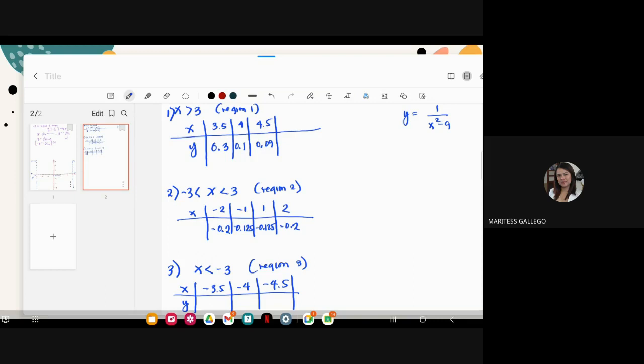Sa may region 2, yung iba parang may mali. Check nyo nga. Okay, region 3.